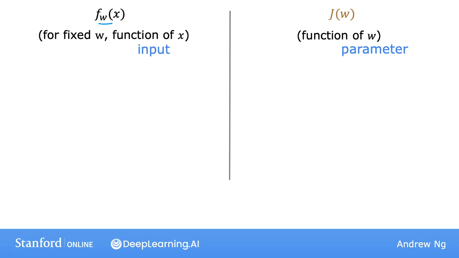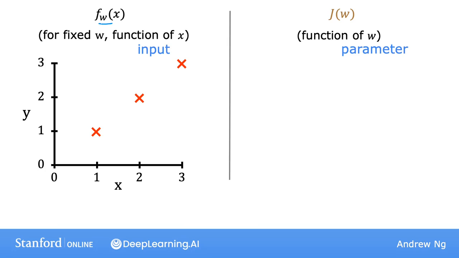So let's go ahead and plot these functions f_w of x and J of w side by side, so that you can see how they are related. We'll start with the model, that is the function f_w of x on the left. Here, the input feature x is on the horizontal axis, and the output value y is on the vertical axis. Here's a plot of 3 points representing the training set at positions (1, 1), (2, 2), and (3, 3).